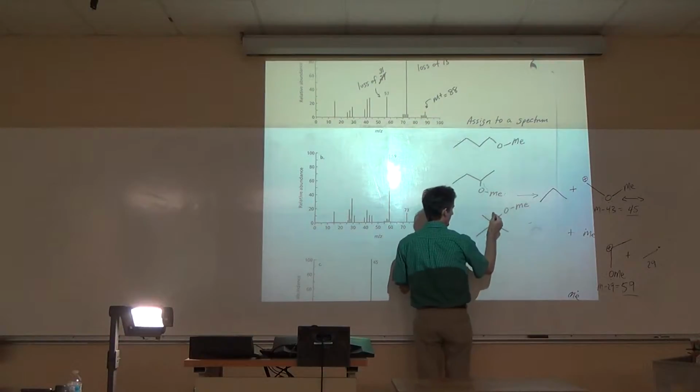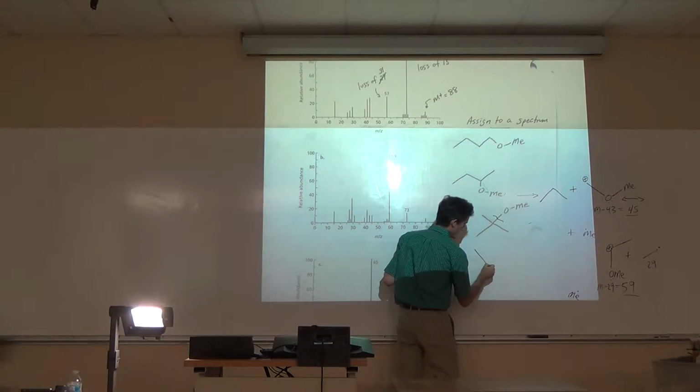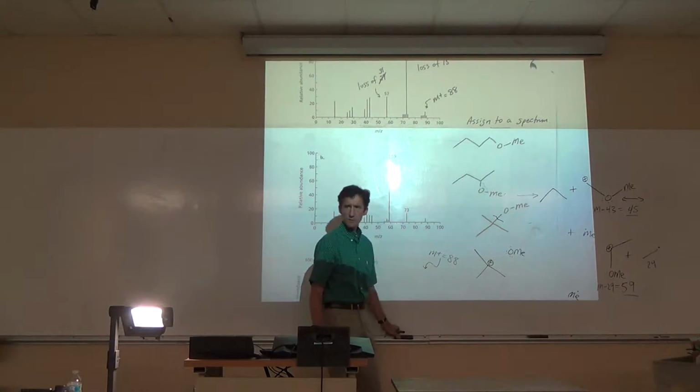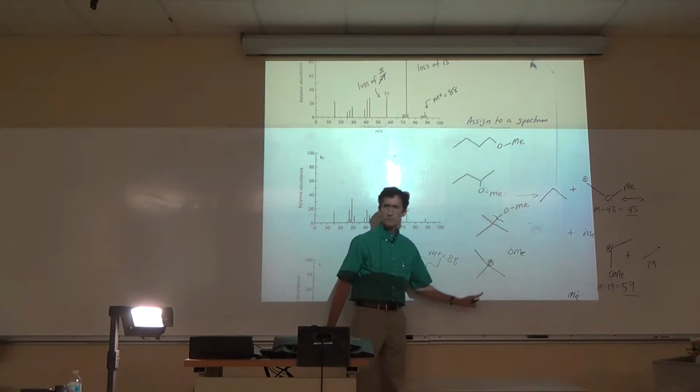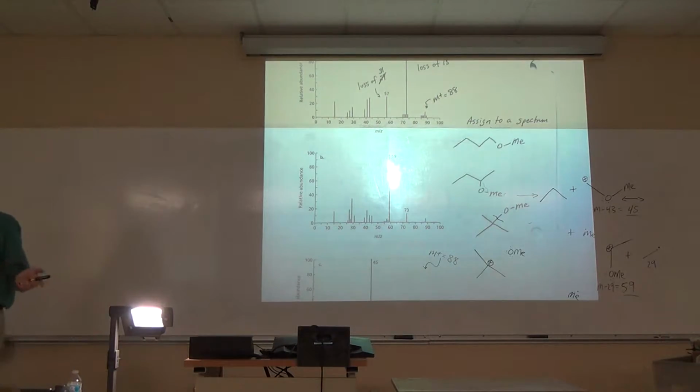Yes, what if we cleave here and leave the cation there and an O-methyl radical? Now this is not alpha cleavage because we did not leave a cation next to a lone pair. But any type of cleavage is possible in mass spec.